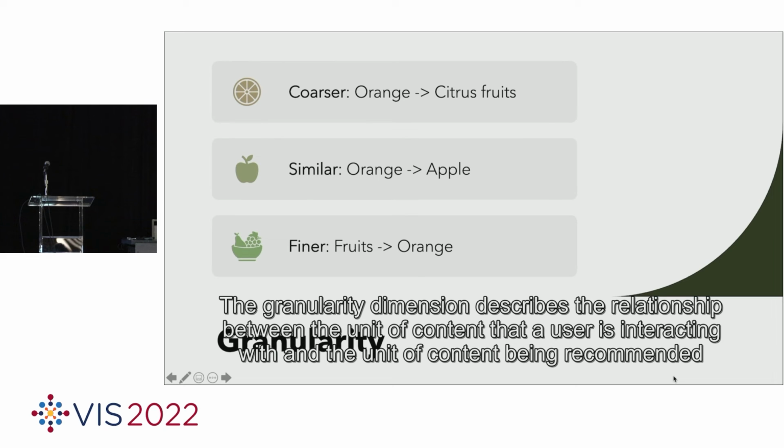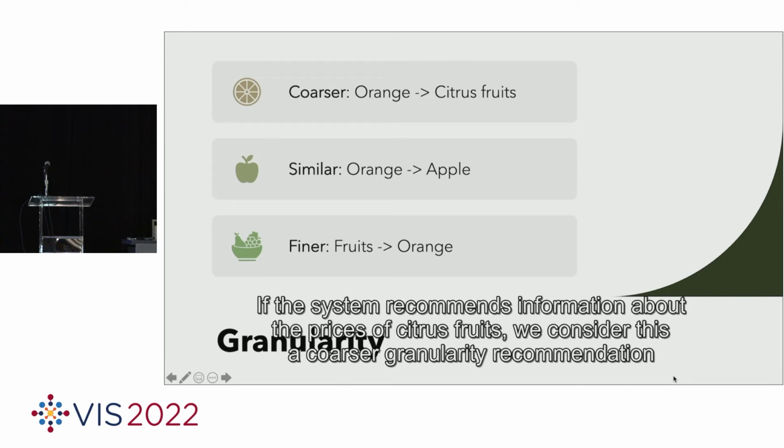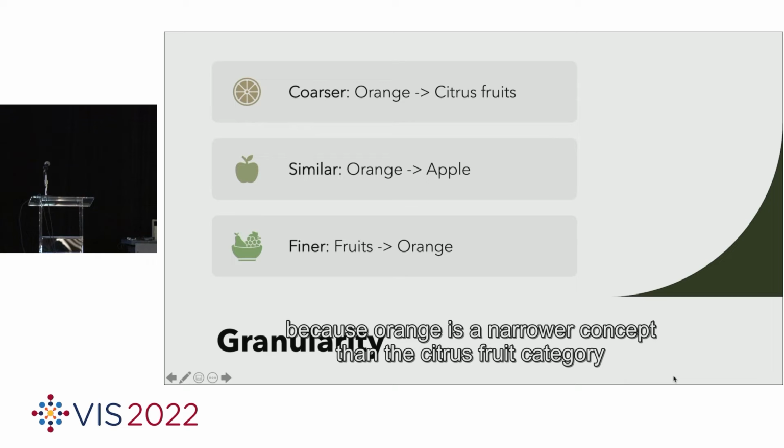The granularity dimension describes the relationship between the unit of content that a user is interacting with and the unit of content being recommended. Imagine the visualization is showing the relationship between the wholesale and market prices of orange. If the system recommends information about the prices of citrus fruits, we consider this a coarser granularity recommendation because orange is a narrower concept than the citrus fruit category.